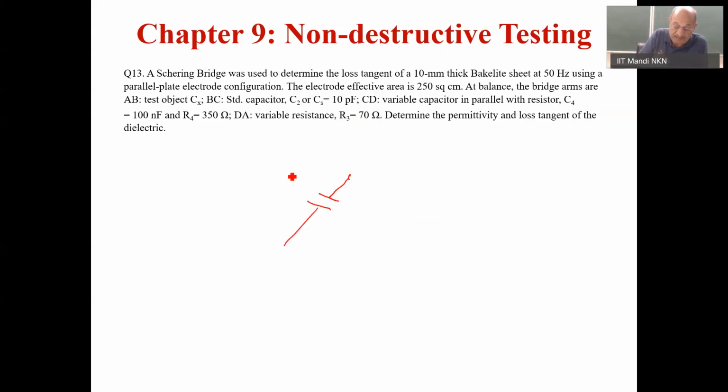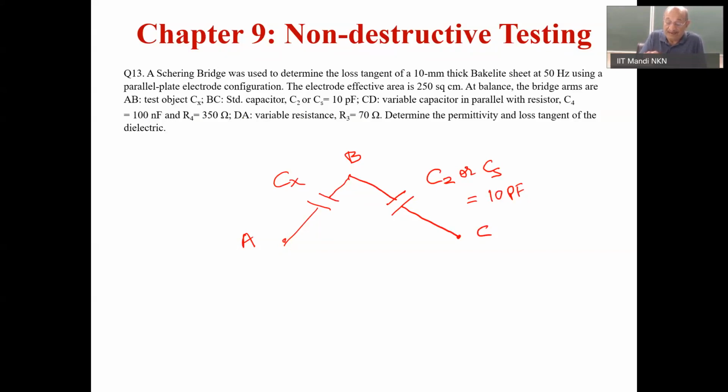So this is the CX branch. You have taken A here and B here, AB. BC is the standard capacitor, which we have designated as C2, also written CF. This is the second branch. So BC is the second branch. This is equal to 10 picofarad. Standard capacitance is 10 picofarad.